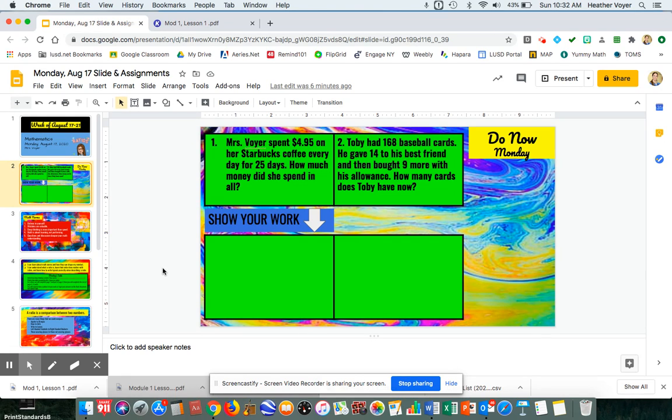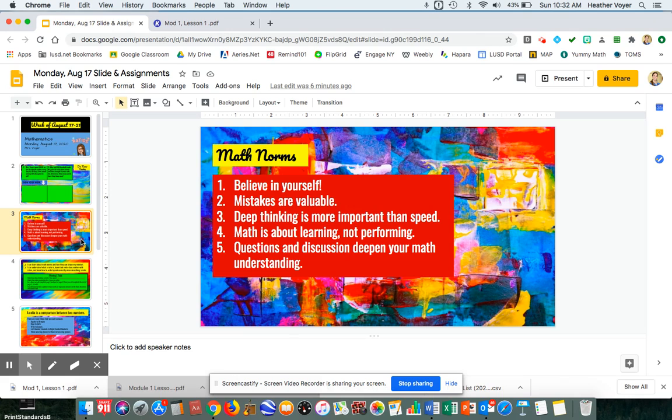If you're multiplying something, you could say, okay, I'm multiplying that number times that number, and then show me what the product was. Or if you're adding, you just show me what you added up, what the sum was. So you're going to have the do now, same thing. When you log into class, that's what you're going to go to. I'm putting the math norms here because we're still going over some of these math norms, but also because I want them to be embedded into your thinking.